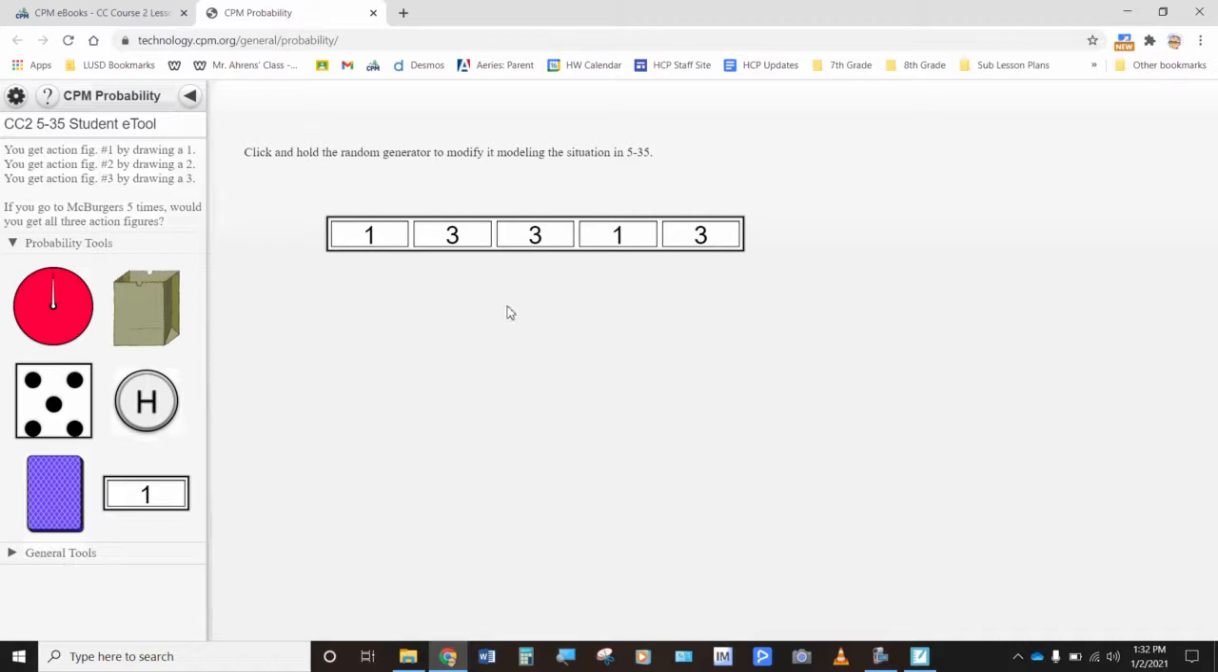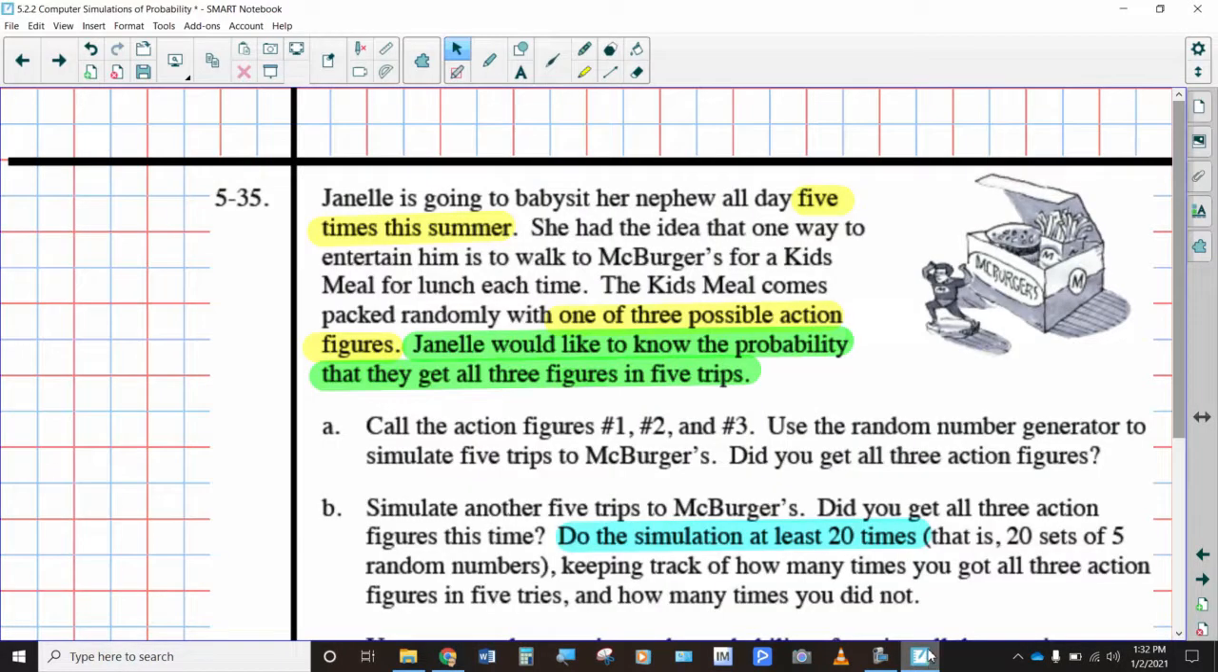And the answer is no, we did not. We failed in our mission. We got only 2 different action figures. We got 3 of these guys and 2 of those guys. So it did not work in that particular week. So there's no guarantee, right? We could have gotten all 1s, all 2s, all 3s, or in this case, we got only 1s and 3s with no 2s. So did we get all of them? No, we did not. That's the answer.